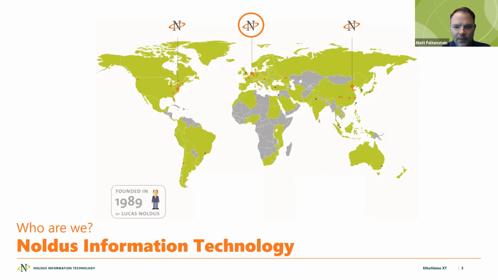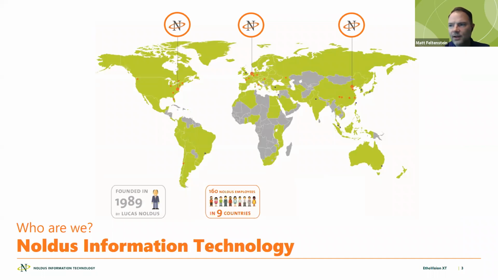The main headquarters is based in the Netherlands. Since that time, Noldus has opened two regional headquarters, one near Washington, DC in the 90s and one in Beijing in the 2000s. In addition, we have about 23 regional offices throughout the world, as well as 10 distributors. Currently, Noldus has about 160 employees in 9 different countries. I think 10 is maybe more accurate.